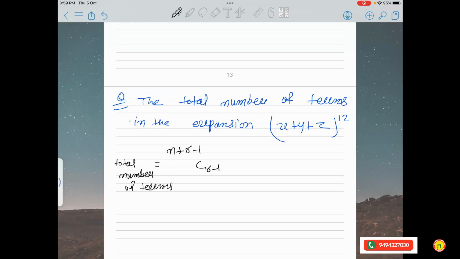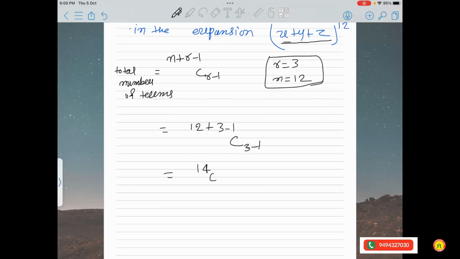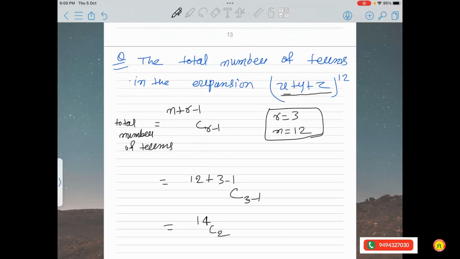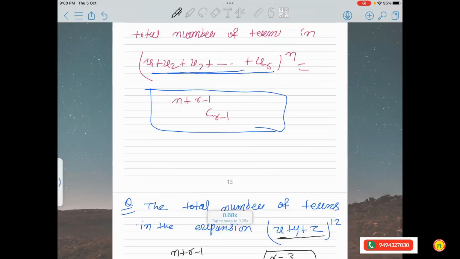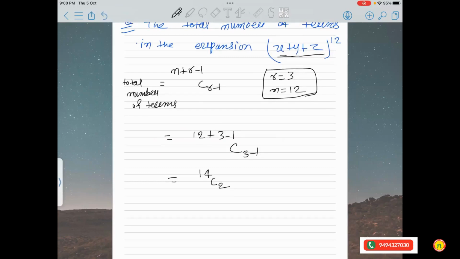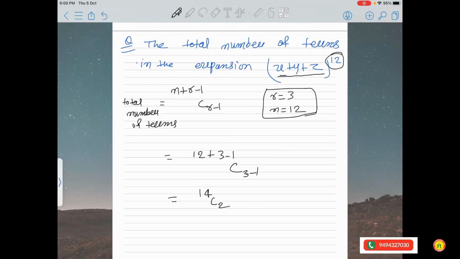So r is equal to what here? R equal to 3, since x plus y plus z are 3 different things. So r is equal to 3 and n equal to 12. So our answer is 12 plus 3 minus 1 C 3 minus 1, so 14 C 2 is the answer for this question. Got it? That is how to get the total number of terms for x plus y plus z. So n plus r minus 1 C r minus 1 is the total number of terms.